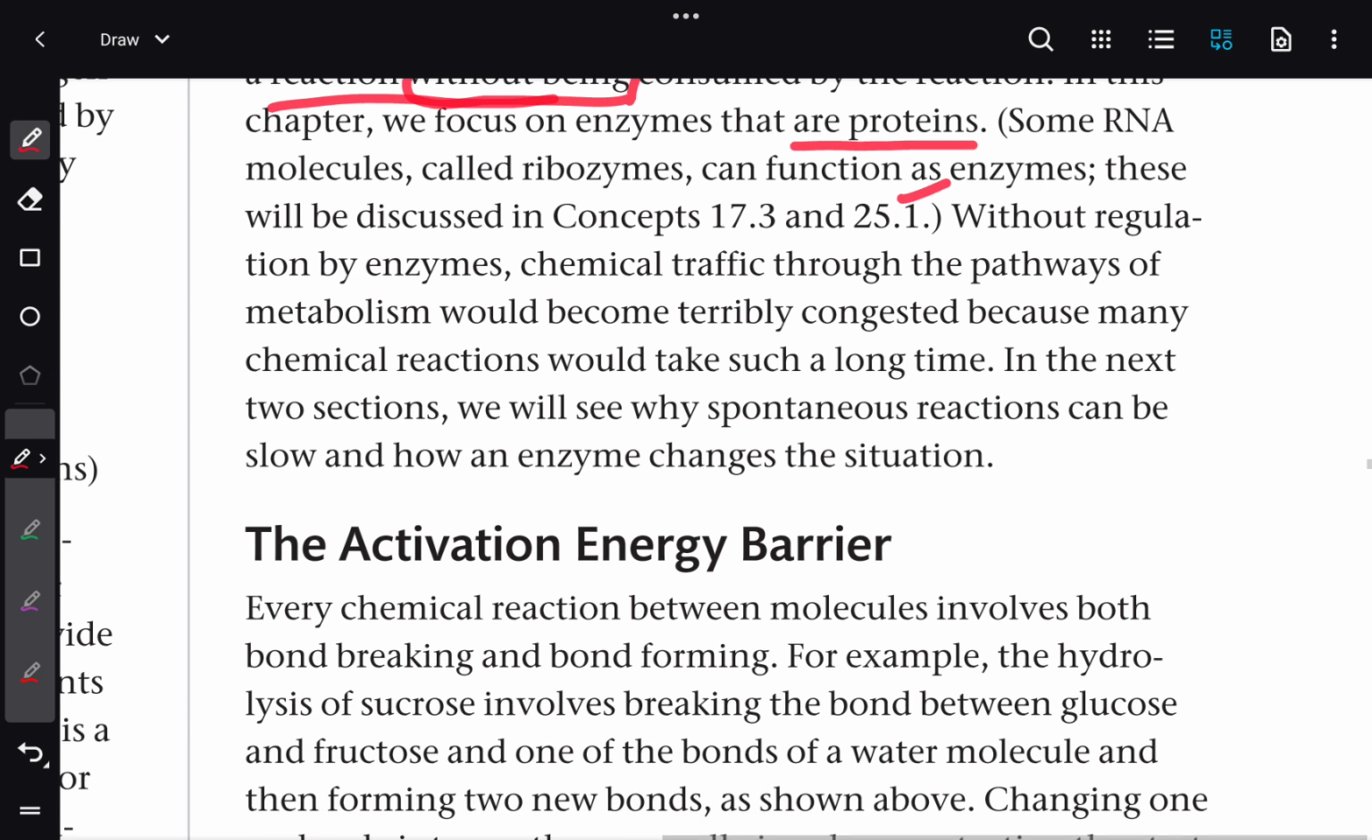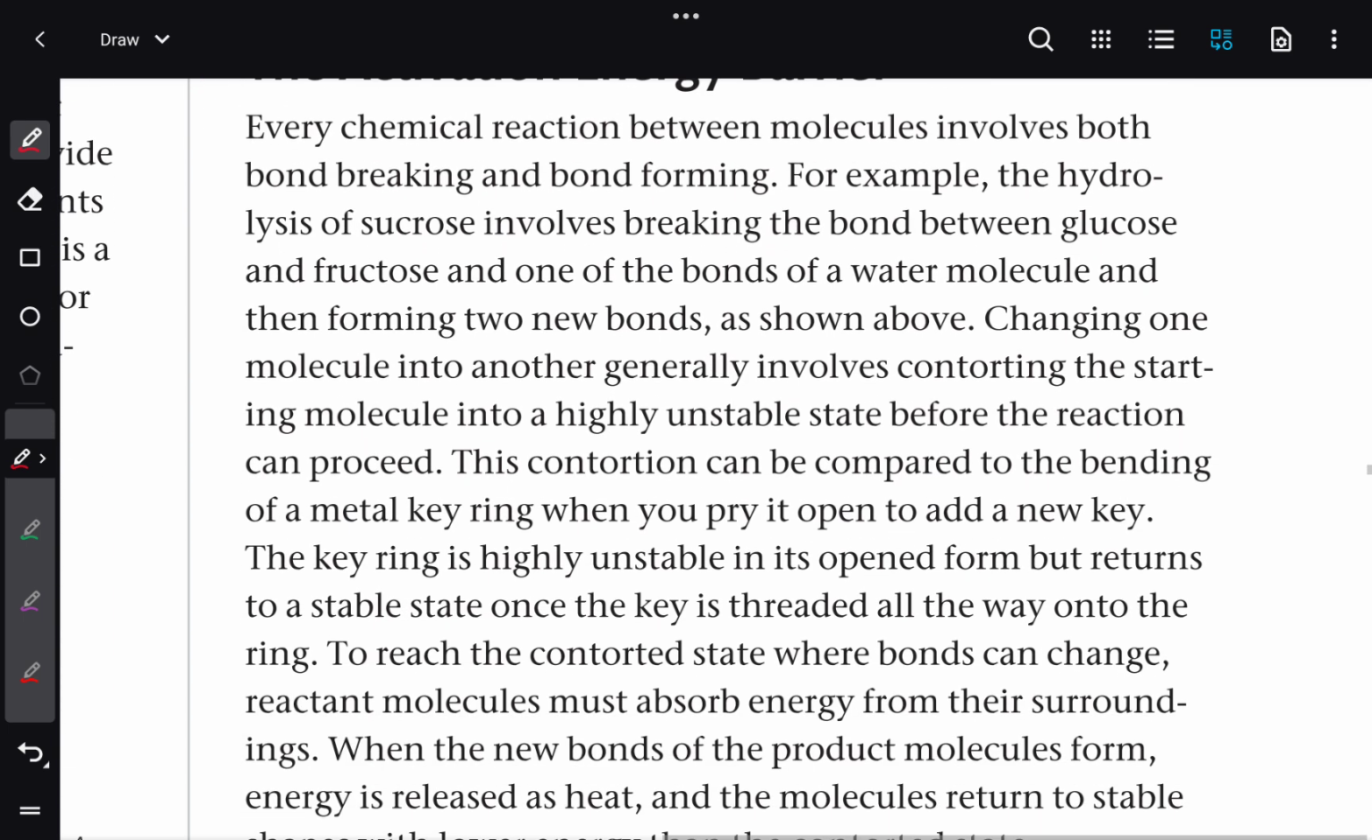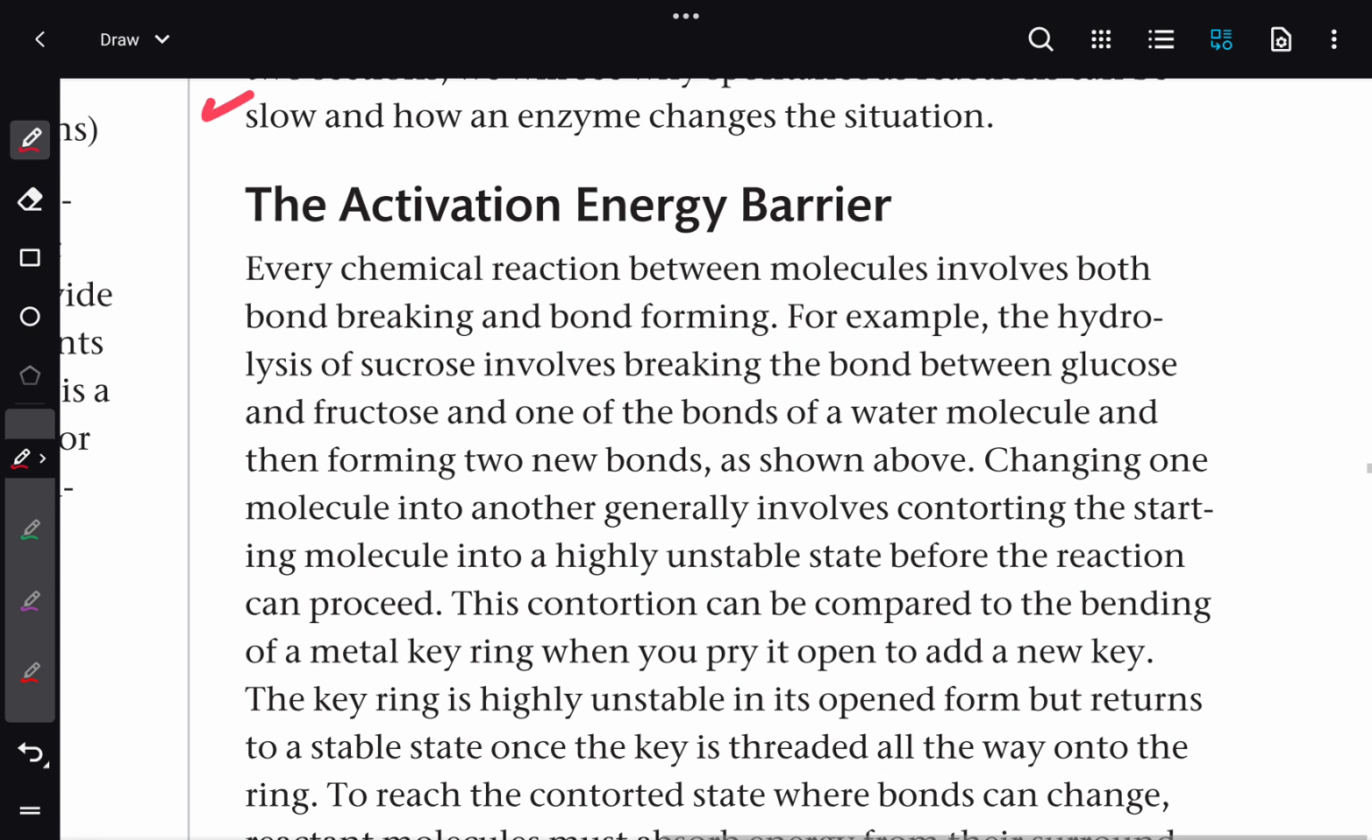Now, without regulation by enzymes, chemical traffic through the pathways of metabolism may become terribly congested because many chemical reactions would take such a long time. In the next sections, we'll see why spontaneous reactions can be slow and how enzymes accelerate the process. Now, the activation energy barrier.